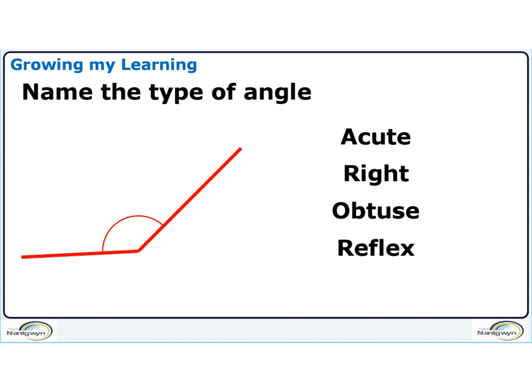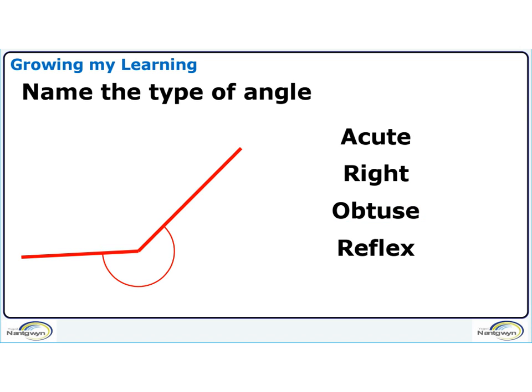In this angle, we know it's bigger than 90 degrees. 90 degrees would look like that. It's less than a straight line, as the straight line would carry on through there. So therefore it must be an obtuse angle.